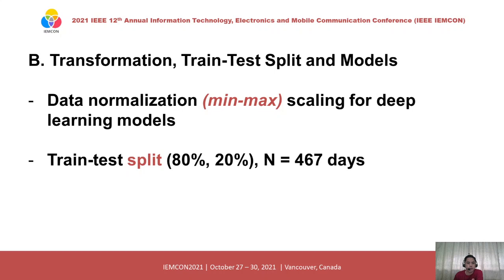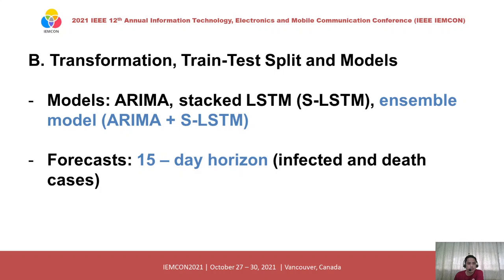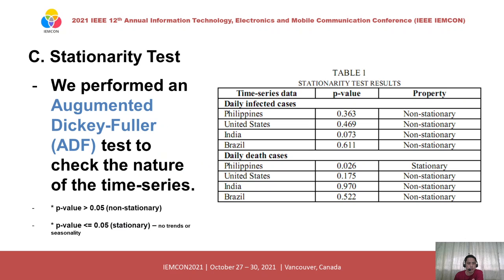For the transformation, train test split, and models: for deep learning models, we scaled the data as a pre-processing technique. For our train test split, 80% training and 20% testing, over a year of data for 467 days. We use mathematical models of ARIMA and stacked long short-term memory networks, and an ensemble model, which is the combination of ARIMA and stacked LSTM, for benchmark purposes. We forecast a 15-day horizon for infected and death cases.